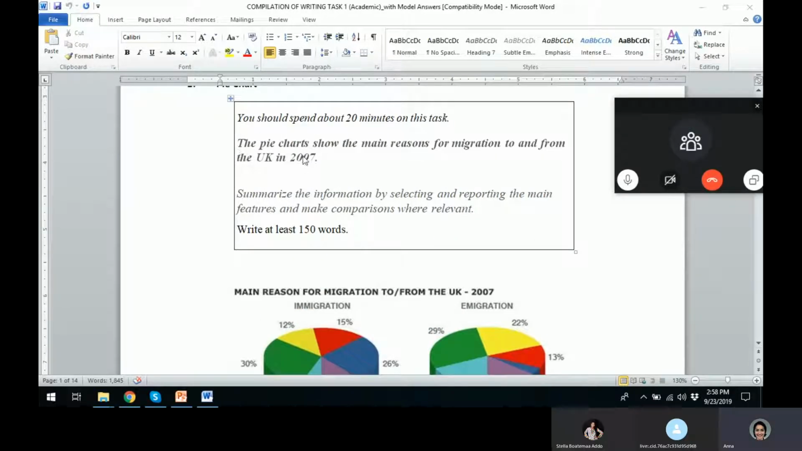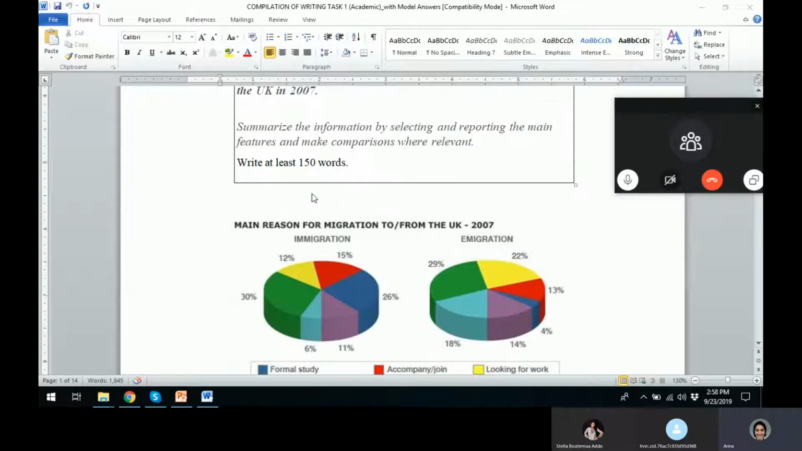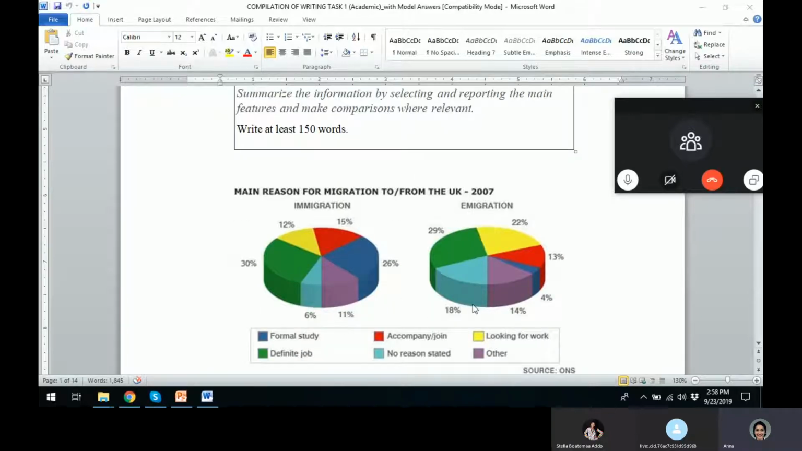The pie charts show the main reasons for migration to and from the UK in 2007. So you're supposed to paraphrase this. How to paraphrase? We have a lesson on that in Google Drive. And in your paraphrase, you can use words from the picture itself. So you see there a title: main reasons for migration to and from the UK in one year, that's 2007.